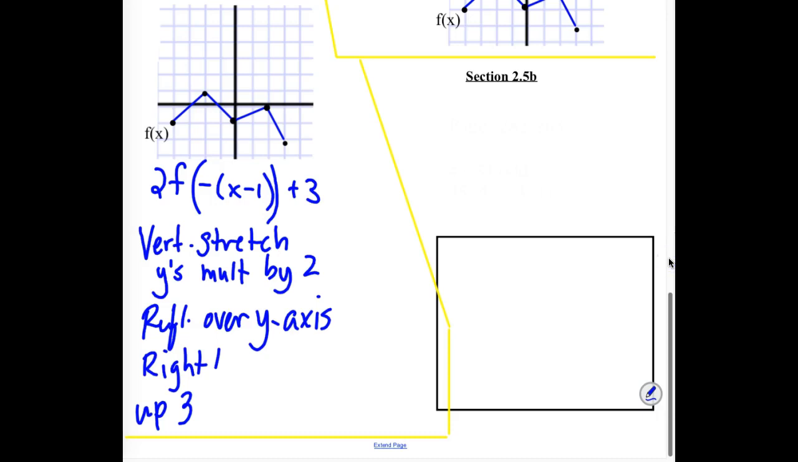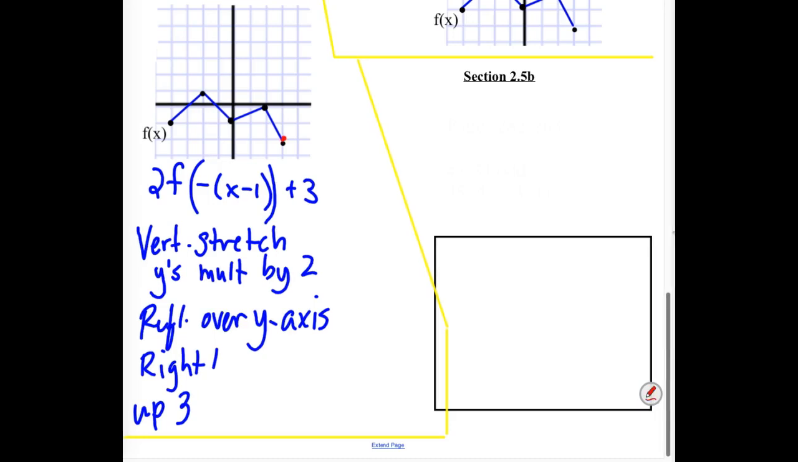All right, I'm going to start with this point. I'm going to stretch it vertically. Right now it's at -2. It puts it down at -4, okay, for my y coordinate. Then I'm going to reflect it over the y-axis. I am 3 spaces from the y-axis. I need to go 3 spaces on the other side. I'm going to land there. Okay. Then I have to move it right 1 and up 3. My final spot would be there.